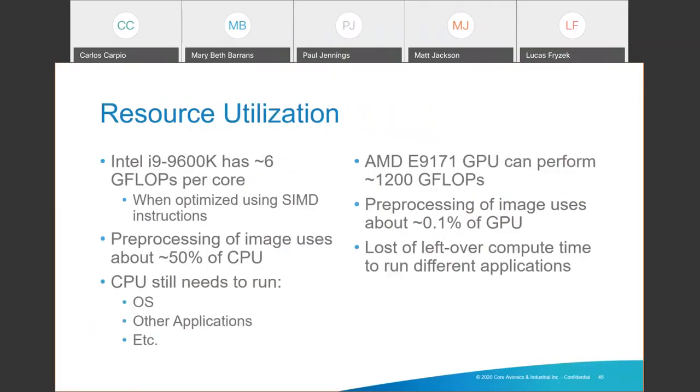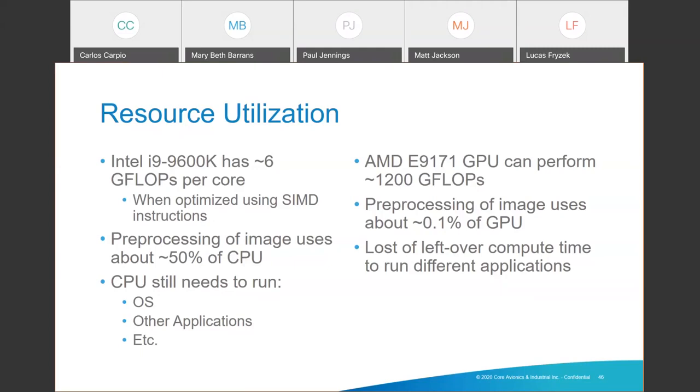If you look at a modern Intel i9 system, operating under the assumption that it's only using a single core right now, it has around 6 gigaflops per core. It's capable of doing 6 billion floating point operations per second. And this is when optimized using its single instruction, multiple data extension. This is using vector operations. And so if you take our 3.4 gigaflops and compare it against this, just pre-processing the image uses 50% of the available computation on the CPU. And this, okay, sounds great.